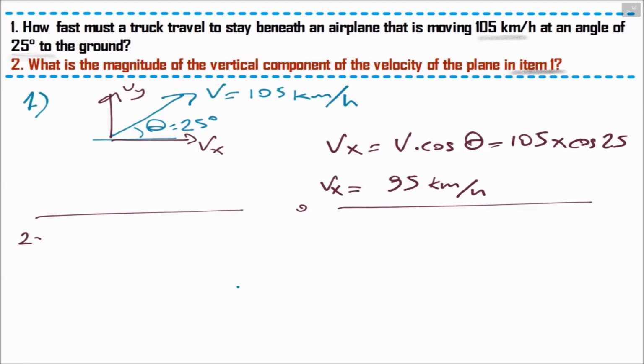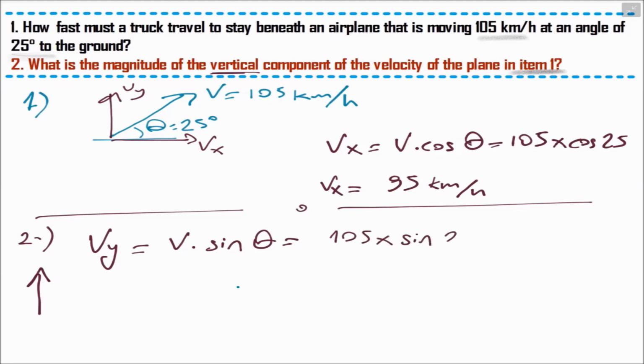At the second question, it says what is the vertical component. That means vertical component means y component. The y component stands for the upright, that means it is the opposite. For the opposite, we use sine. It will be v times sine theta. V is 105 times sine, angle is 25. So Vy is going to be 44 km per hour.